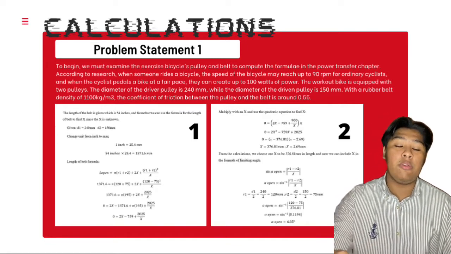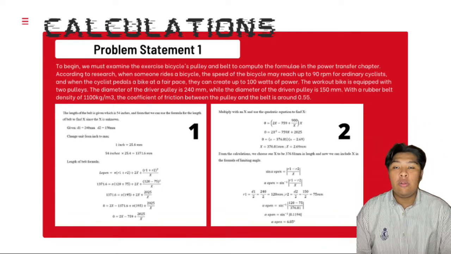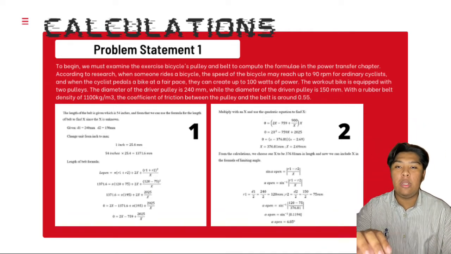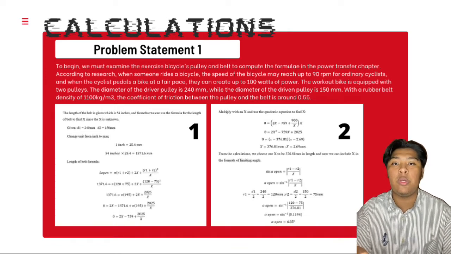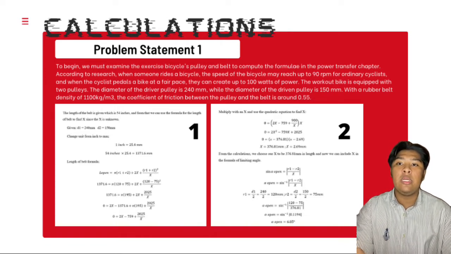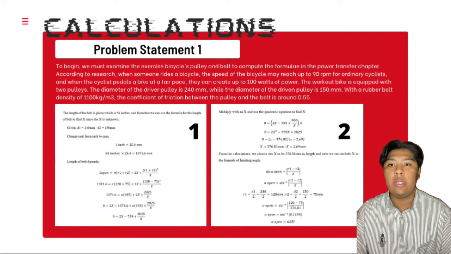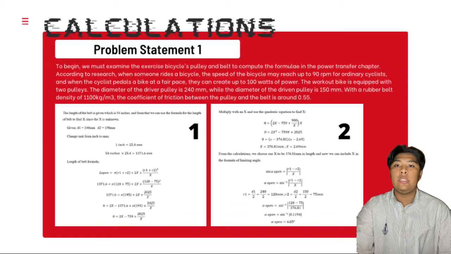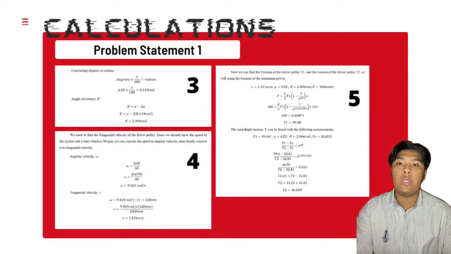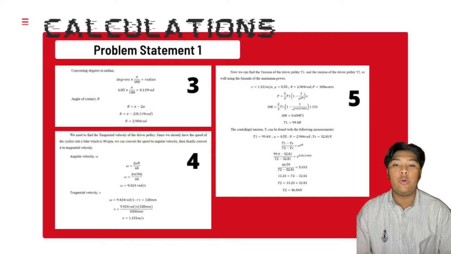Now we can include x in the formula of limiting angle. From the formula of limiting angle, we find that alpha equals 6.58 degrees. So we have to change the degrees into radians to use it in the angle of contact formula. With that, the angle of contact equals 2.904 radians.